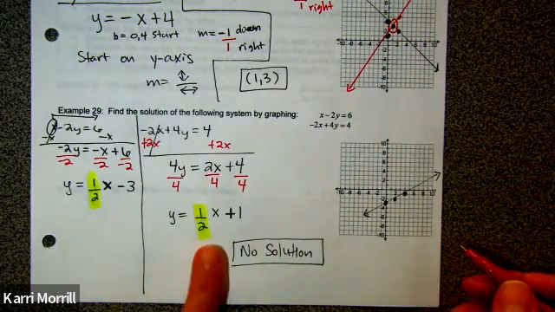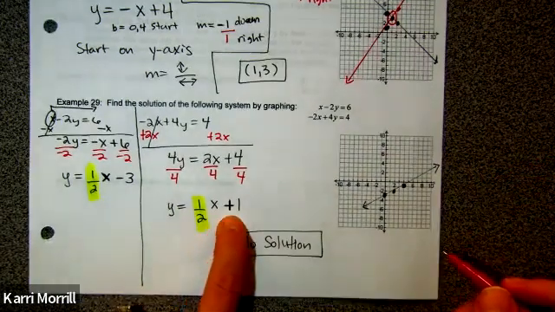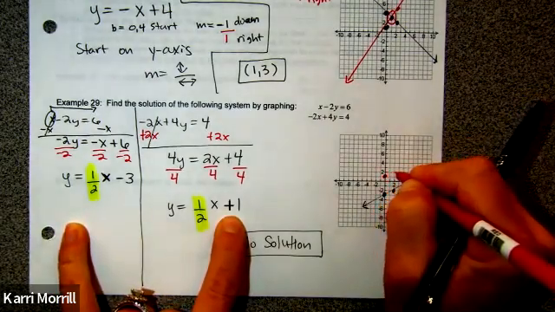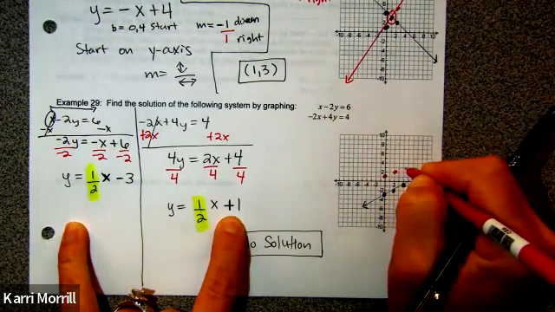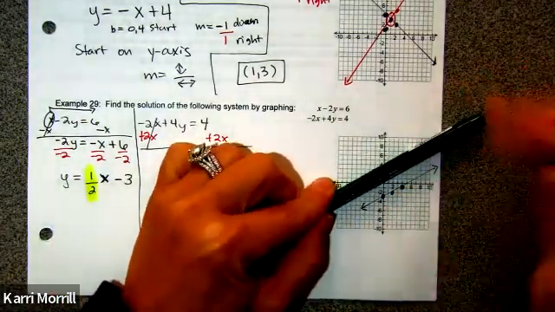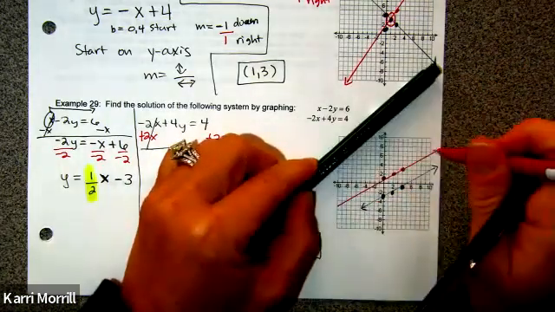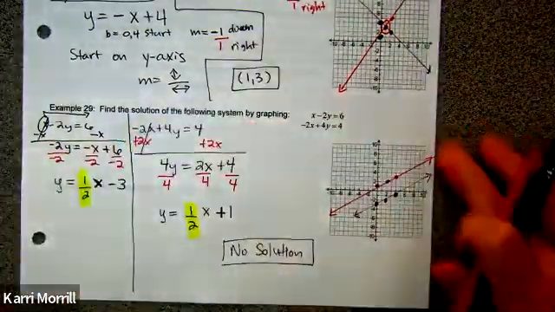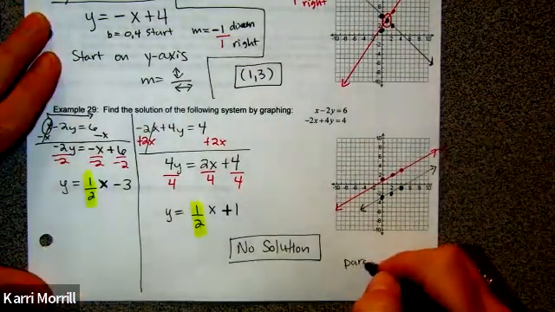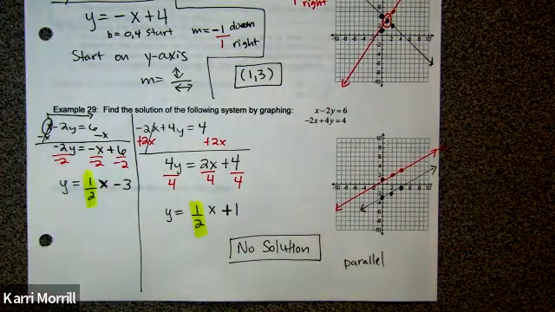This one starts where? At 1 on the y-axis, and the slope is also 1/2. So up 1, right 2, up 1, right 2. So these are parallel lines. So we would say that there's no solution. They will never, ever, ever share an ordered pair. Never share one single point.